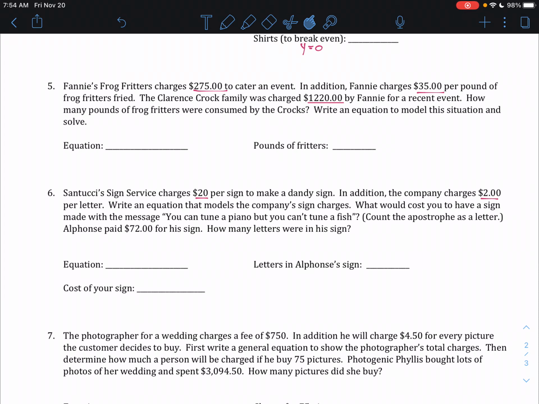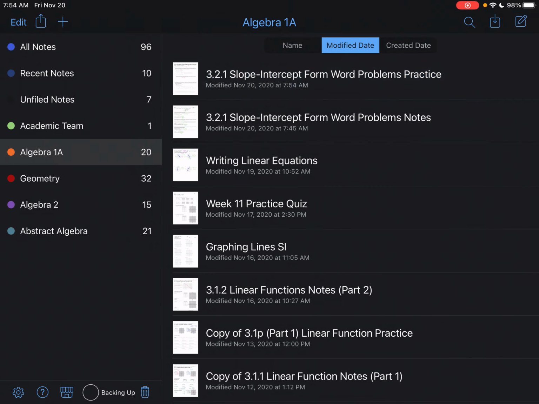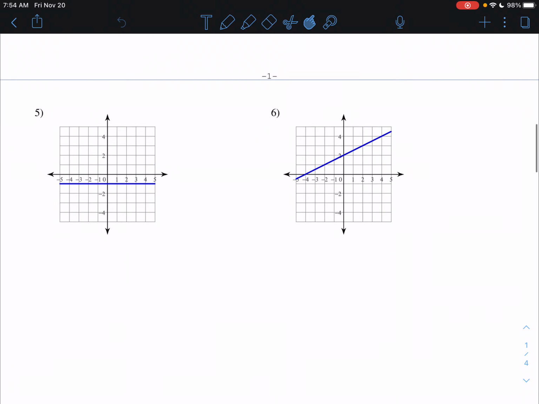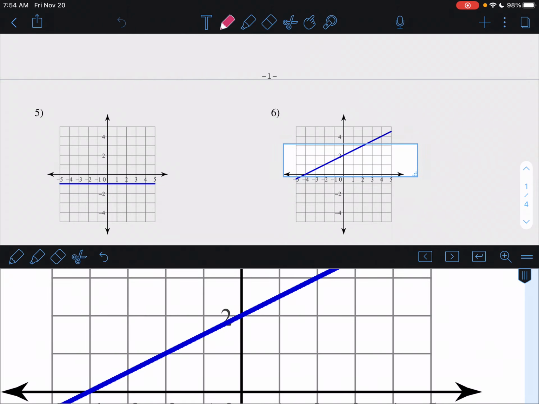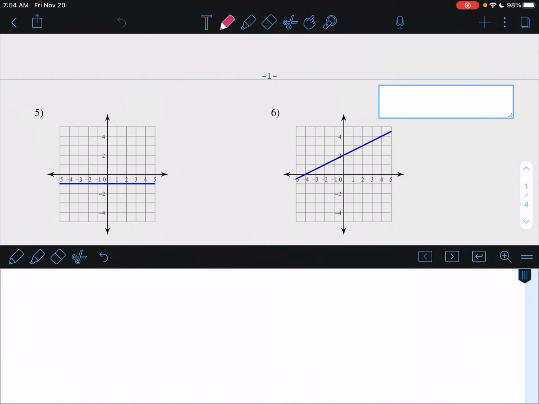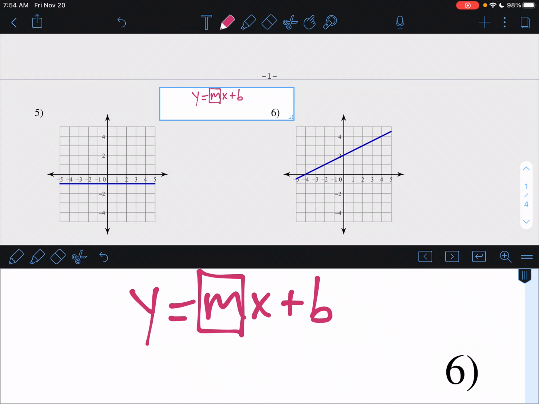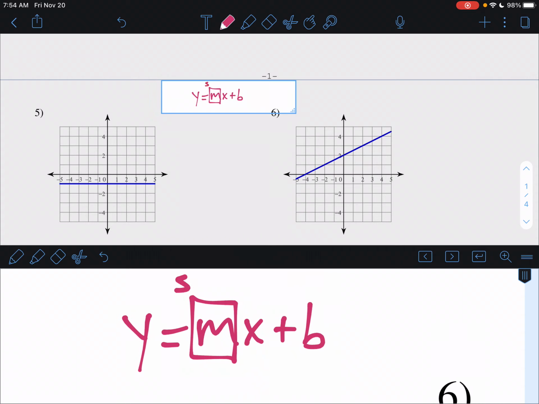So that's all of today's assignment and yesterday's DeltaMath activity, if you missed it. Let's get into it. I'm just going to go over, this was also part of what we did yesterday. So we did determining the equation of a line just by looking at it. And I know these lines are all going to be in the form y equals mx plus b. I know that m is my slope, and the b is my y-intercept.